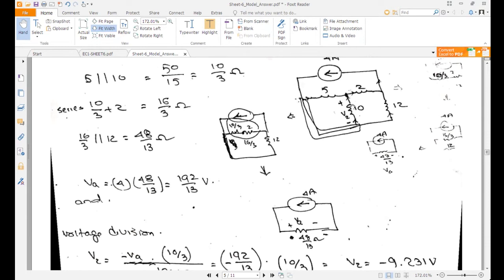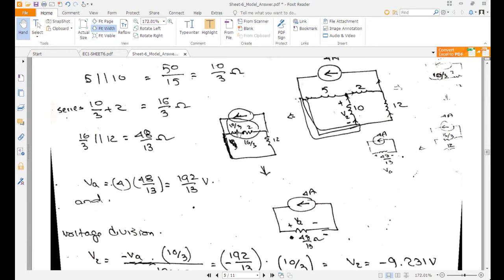Then coming again to the same circuit, what is V2 here? The total here is VA. We need just this voltage, V2, from here to here. VA is this total. You have to understand this. Is it clear?